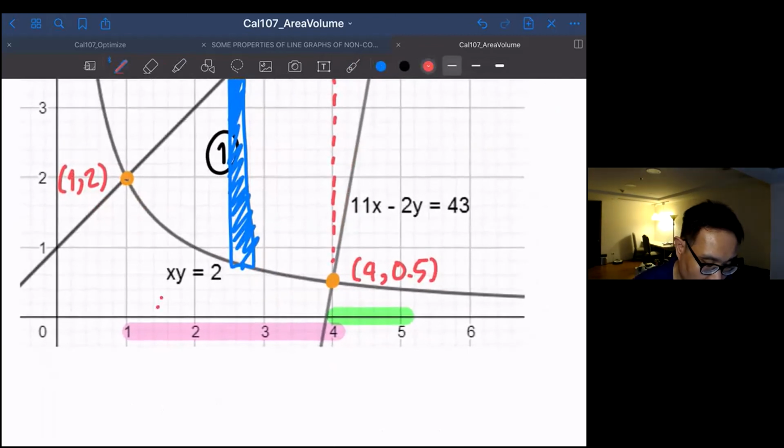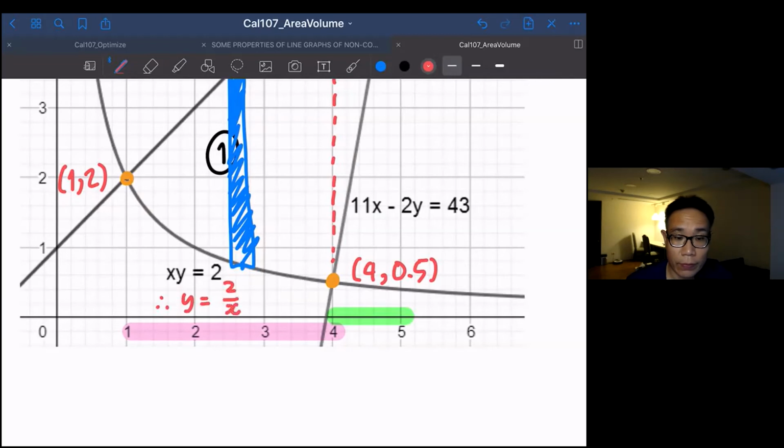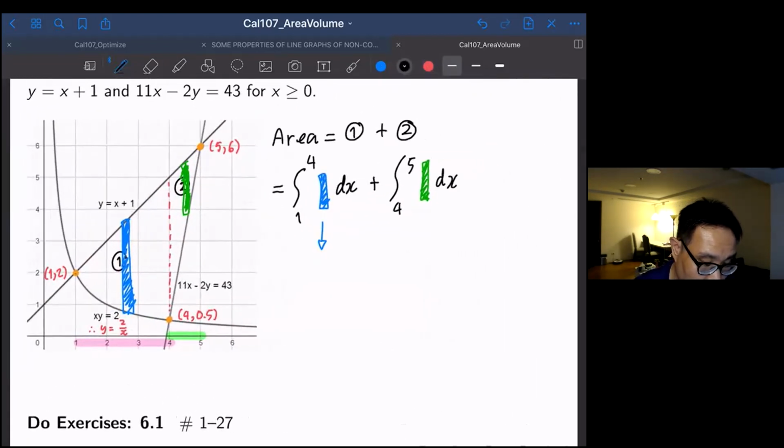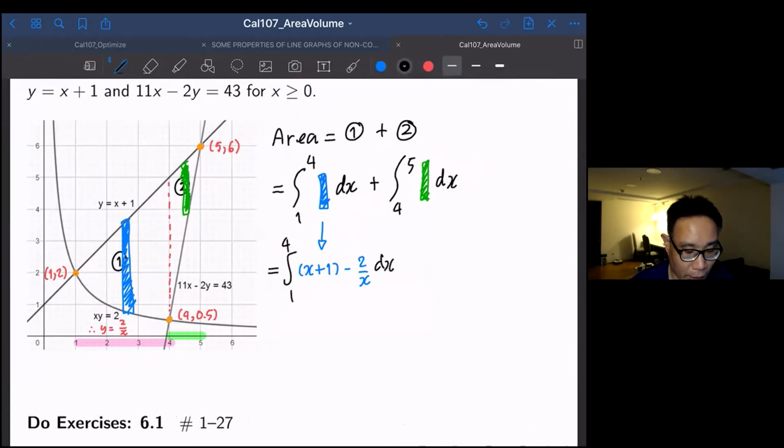So for this one, you see that this one is y equal to 2 over x. For this guy, it's going to be x plus 1 minus 2 over x. That's my first rectangle, so it's going to be from 1 to 4, and you have dx. For the second one, you're going to integrate from 4 to 5 of the green rectangle.